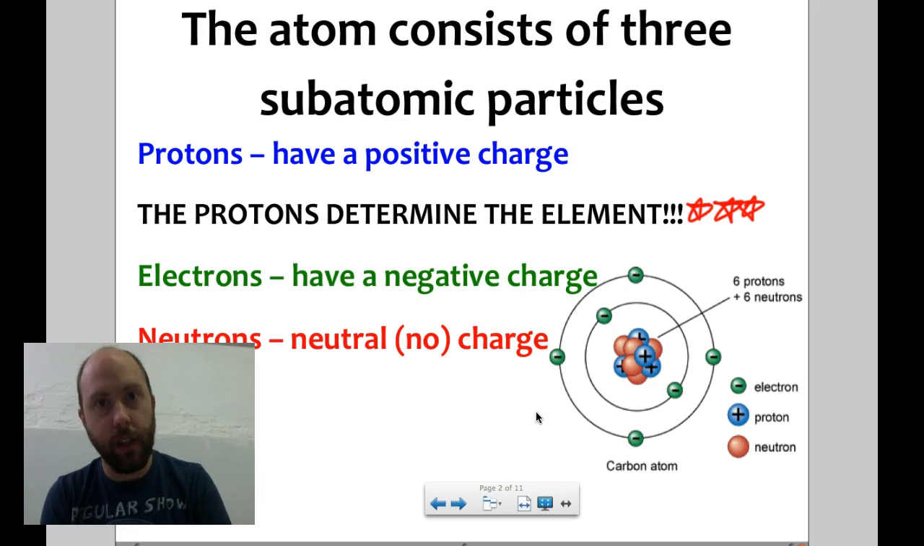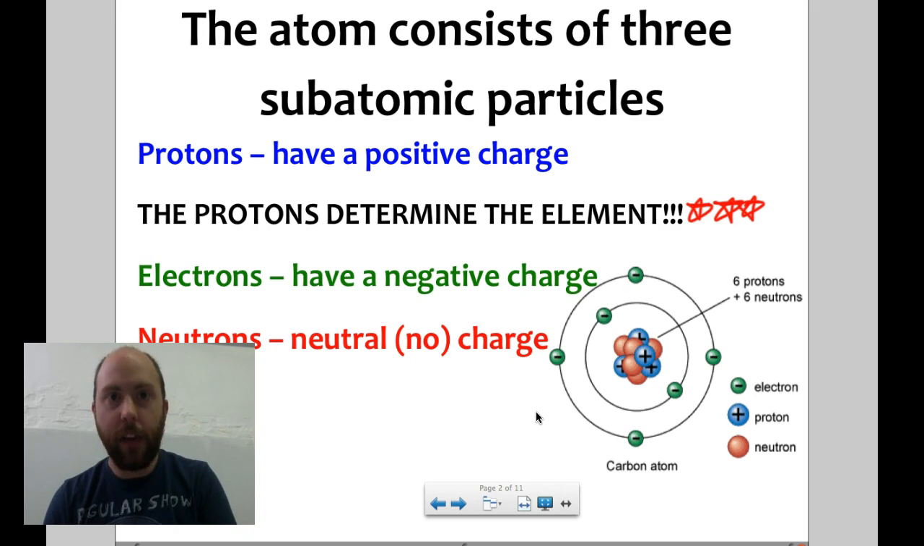It's nitrogen. If you were to take away some of those protons, like let's say you took 2 protons away from nitrogen, it's not nitrogen anymore. If you take 2 away from 7, now you have 5 protons. Element 5 is boron. Now how am I figuring that out?